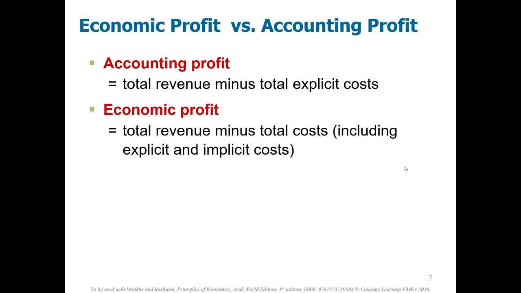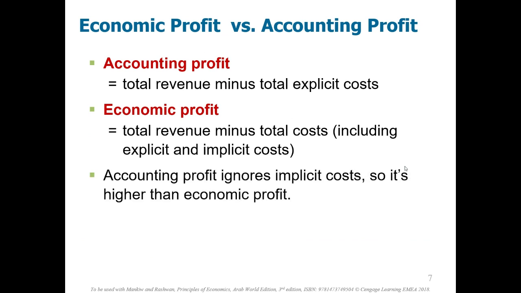But there's one extra thing here in economic profit. That means you need to include your implicit cost as well. So in addition to your explicit cost, you have your implicit cost that you need to put in. Implicit cost is your opportunity cost. So think about this here.